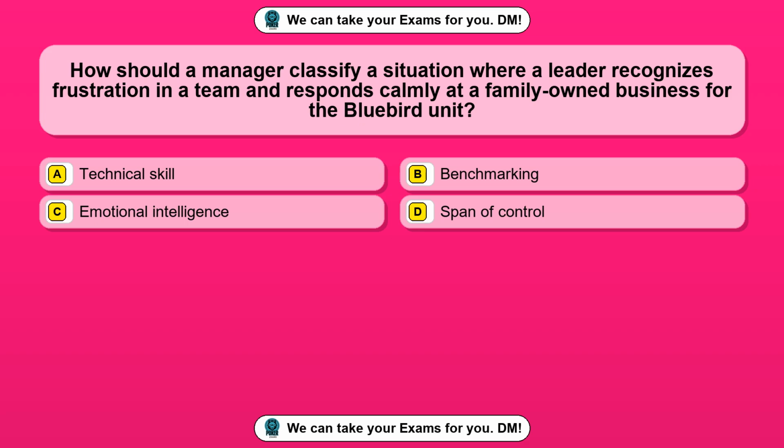Question 68. How should a manager classify a situation where a leader recognizes frustration in a team and responds calmly at a family-owned business for the Bluebird unit? Option A, technical skill. Option B, benchmarking. Option C, emotional intelligence. Option D, span of control. The correct answer is option C, emotional intelligence.